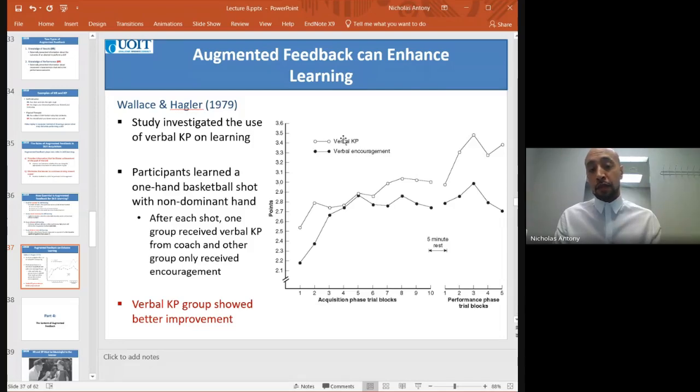One group was given augmented feedback, in this case KP. And the other group was just given encouragement, just to see if the actual information in the augmented feedback was important, and it did show that it led to improved learning. So it's not just about motivation; it's about the details of the augmented feedback.